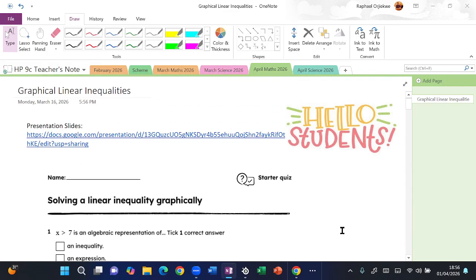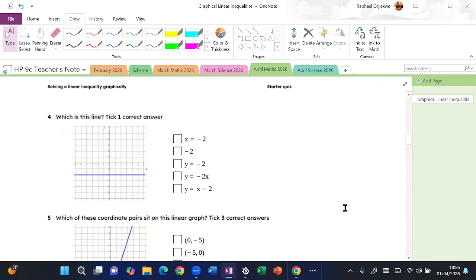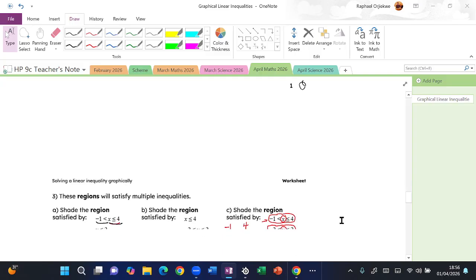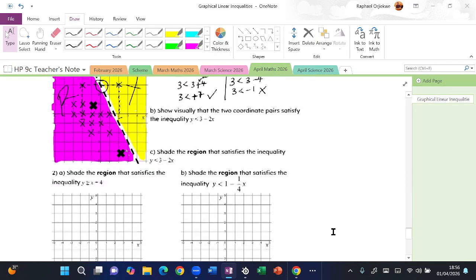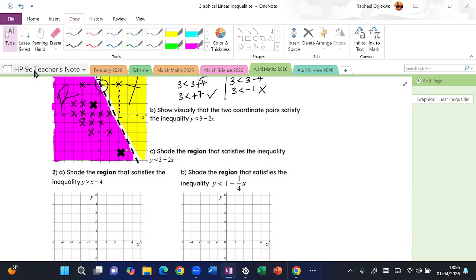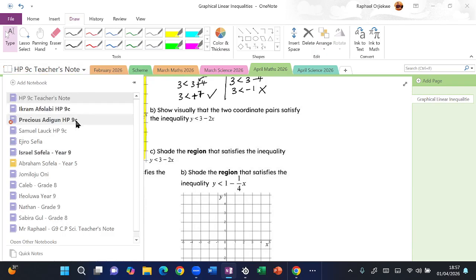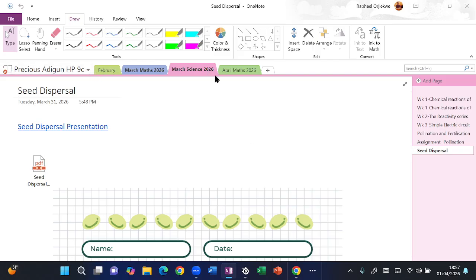Sophia, do you have access to your OneNote? All right. Precious, confirm that it's on your OneNote, that you can see it. What we just did, I've sent into your OneNote. Confirm that it's there, that you can see it there.